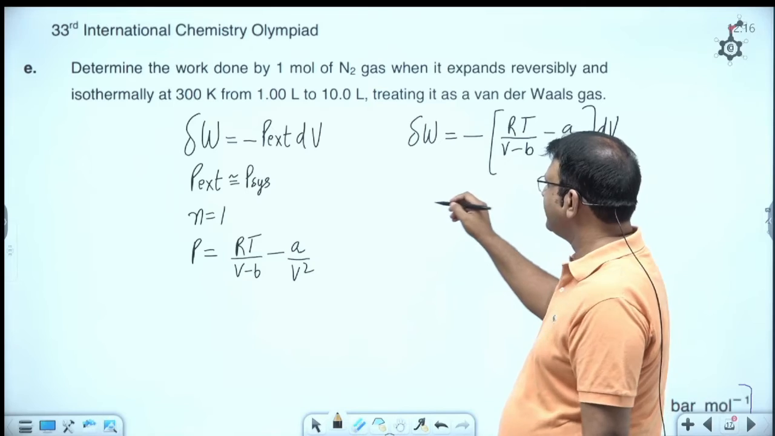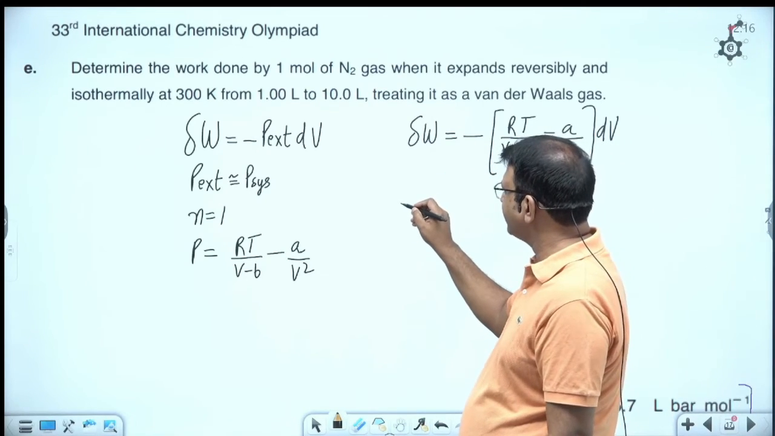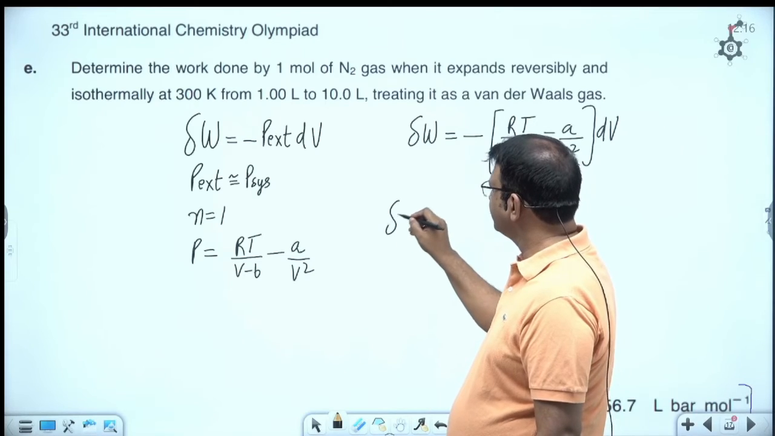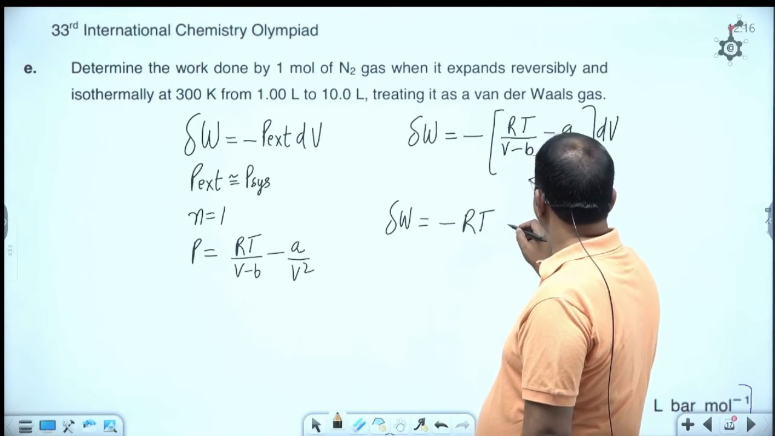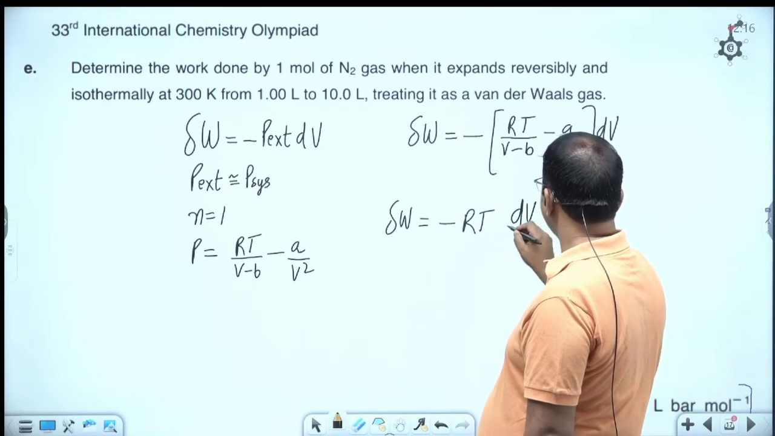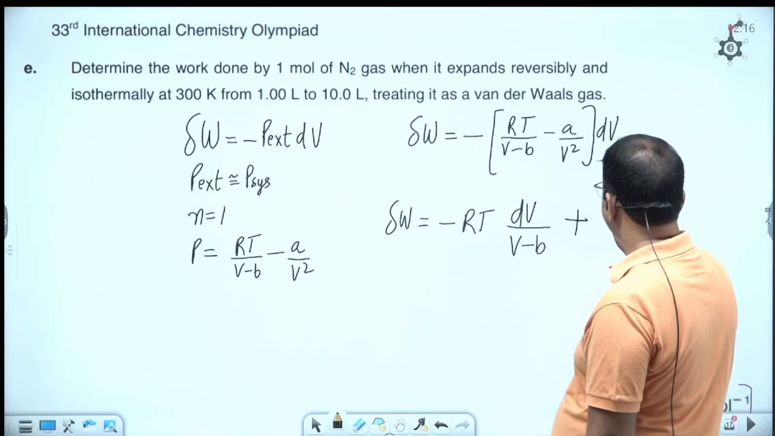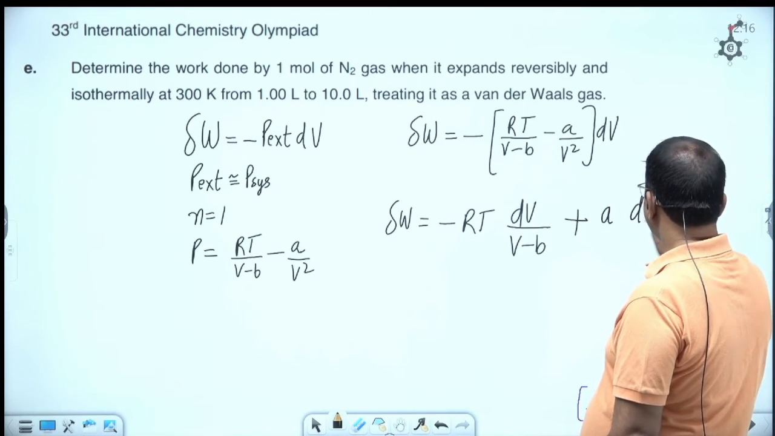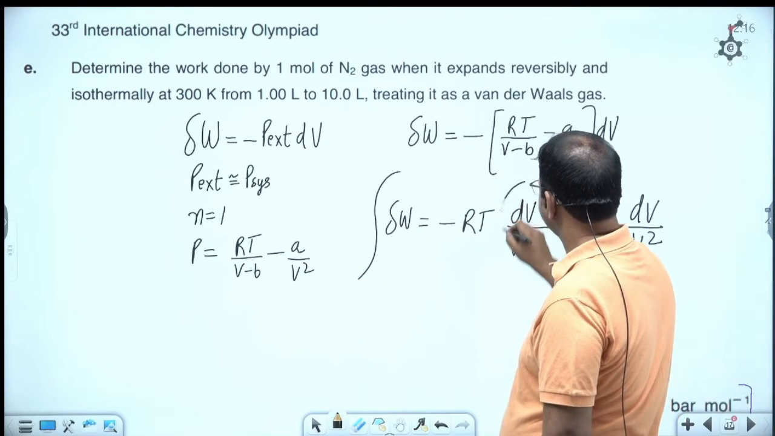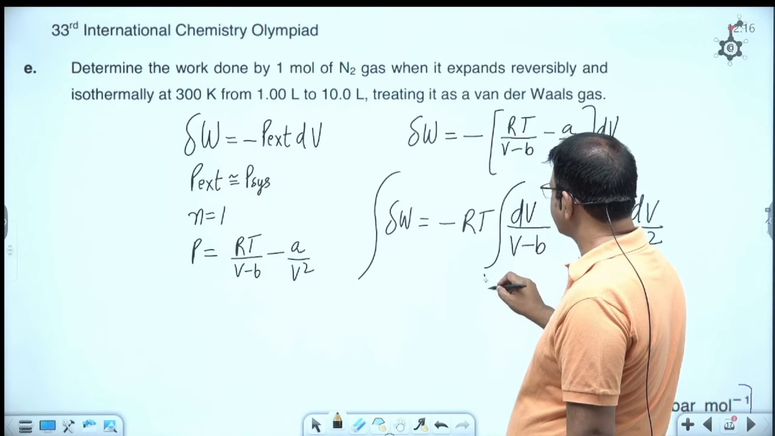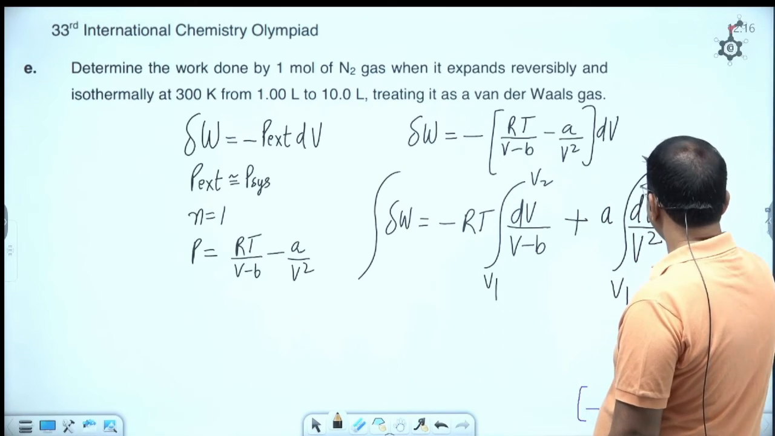And now if we integrate both sides, because temperature is constant, we can write that dW is equal to minus RT dV upon V minus B. This minus and minus will be plus A dV upon V square. And now we are going to integrate. So we are moving from 1 liter, so V1 to V2 here. Here also we are moving from V1 to V2.